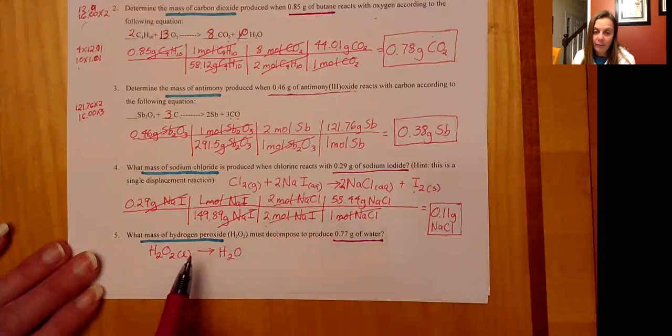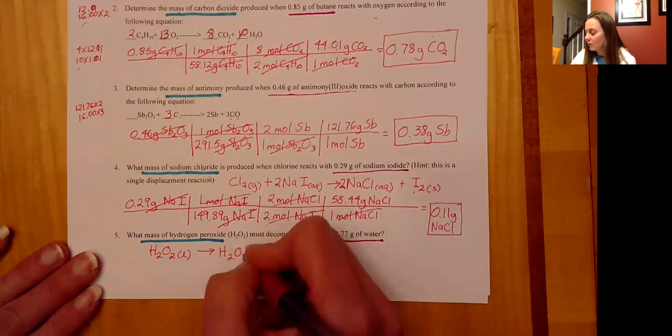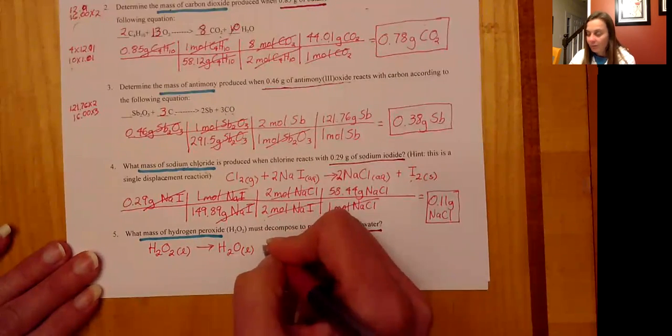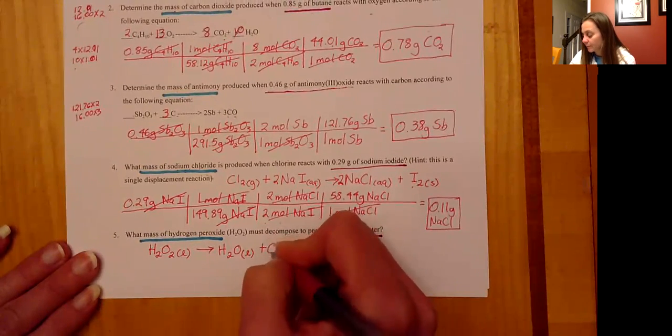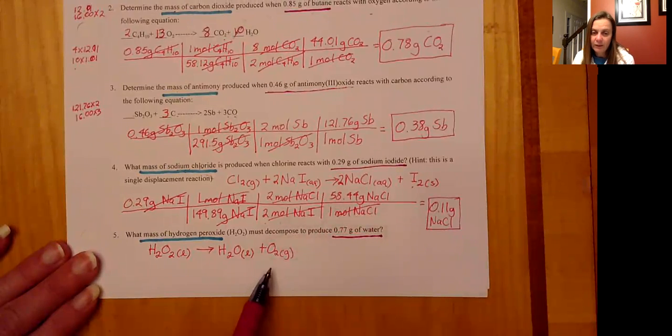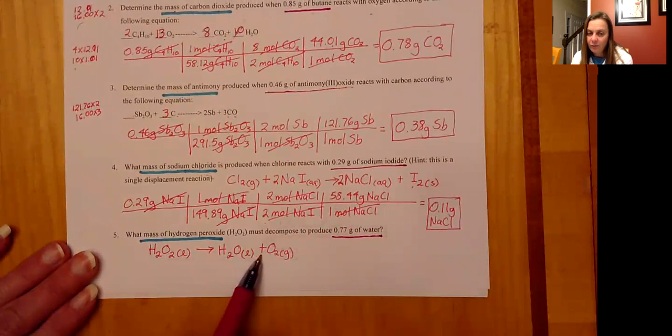So this requires you to think a little bit. If you've ever poured hydrogen peroxide on a cut, you know that when you pour hydrogen peroxide on a cut, it bubbles. So we know that it produces a gas. So the gas that it produces is oxygen. Now, we've got our equation written, but it's not balanced. So I have an even number of oxygens on this side and an odd number on this side.